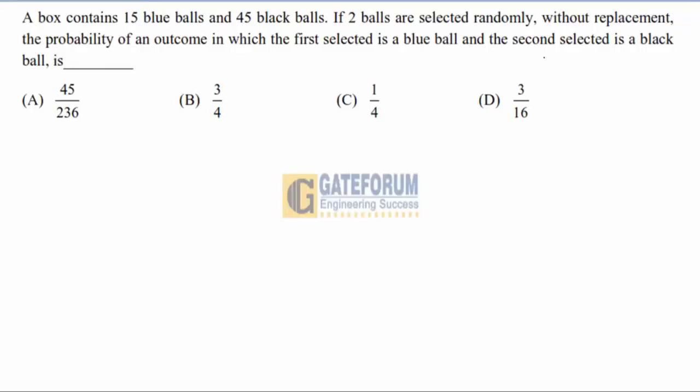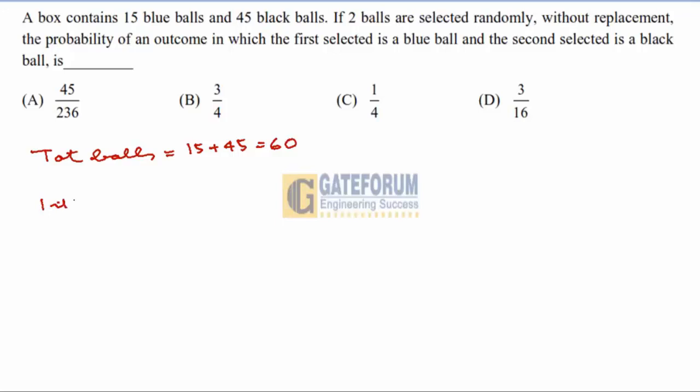So two balls are selected randomly one after the other without replacing the first ball before picking up the second. So the probability of an outcome in which the first selected is a blue ball and the second selected is a black ball is how much? That's very simple. First of all, what is the total number of balls? It is 15 plus 45, which is equal to 60.